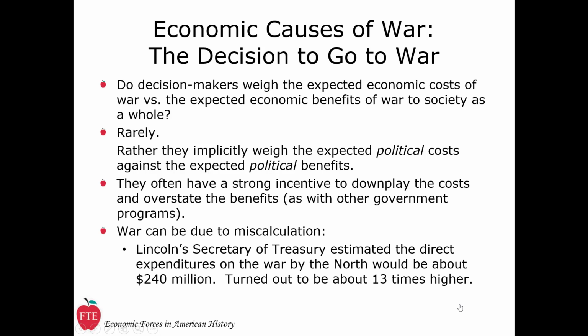And so they often have a strong incentive to downplay the costs as they're going into the war, the economic cost, and overstate the benefits, as they do with other government programs. They've got the same thing going on with the war. So war could, in some cases, be due to massive miscalculation. So, I don't know. Would the Civil War have been averted if policymakers had had an accurate grasp of all these costs we just added up? Lincoln's Secretary of Treasury estimated that the direct expenditures of that war were going to add up to only about $240 million, and they ended up being 13 times higher. Okay, that's a big order of magnitude.